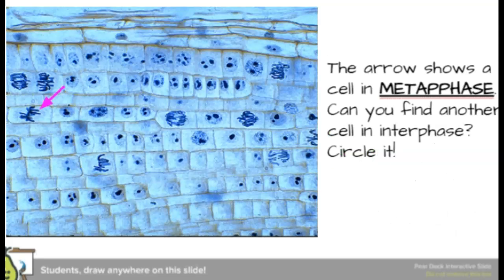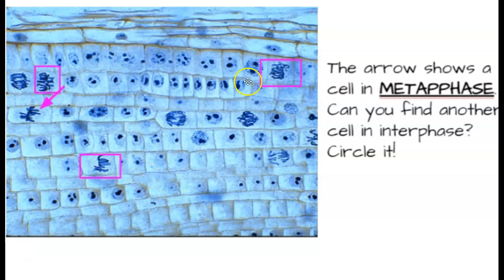If we take a look at our picture, this is a different picture, but it's still cells under the microscope. Here we see chromosomes lined up in metaphase. Can you see if you can find another one that shows chromosomes lined up in the middle? Yeah, here are some more. So we see the squiggly chromosomes lined up in the middle.